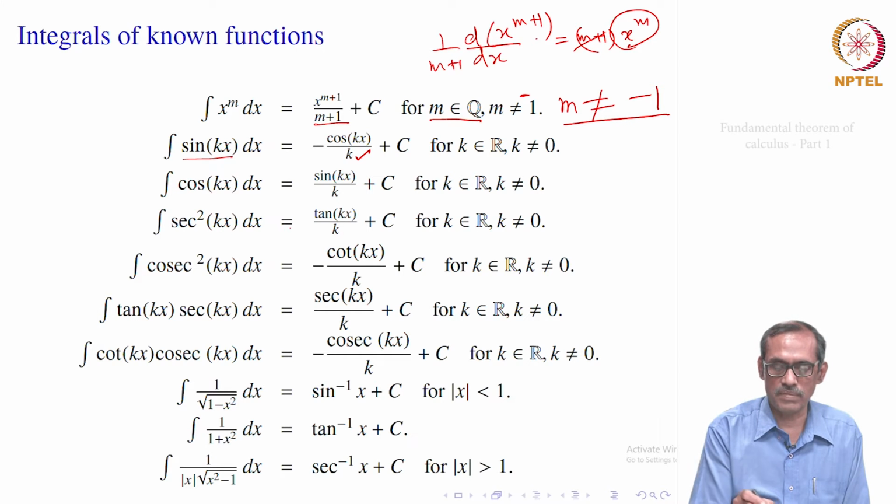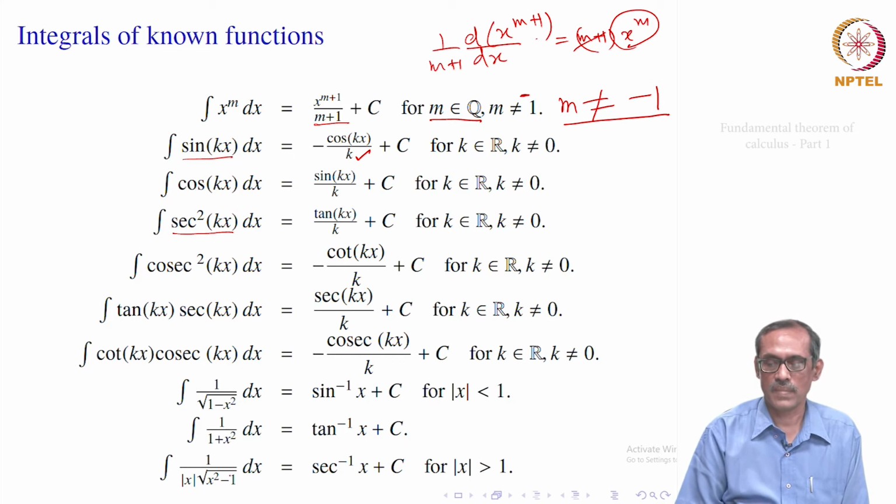So, the derivative of tan kx is secant square kx times k. So, we divide by k: tan kx by k, if you differentiate, you would get secant square kx. That is why the integral of secant square kx equals tan kx divided by k. Again, k should not be 0.